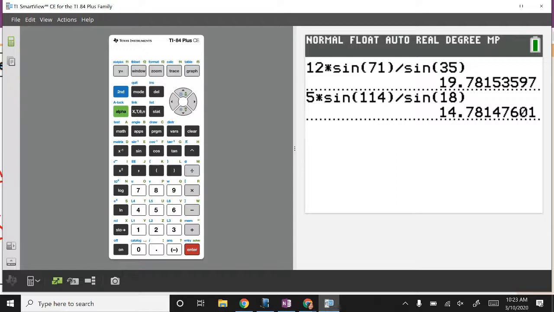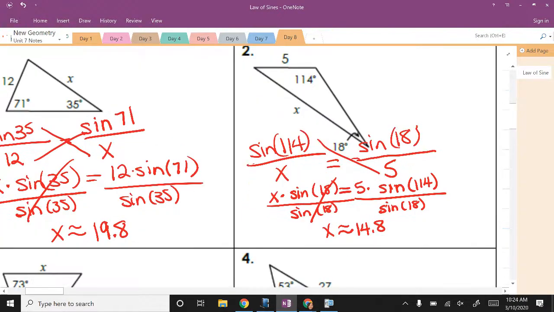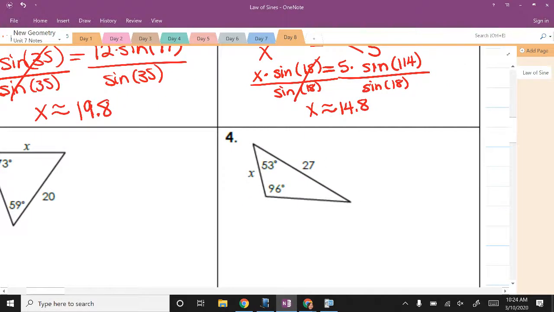All right, let's see if that answer makes sense. 114 is a bigger angle than 18, right? So my x needed to be bigger than 5, and it is. Does that make sense? Okay. Skip to number 4. Number 3 is just the same. Number 4 is a little bit different.